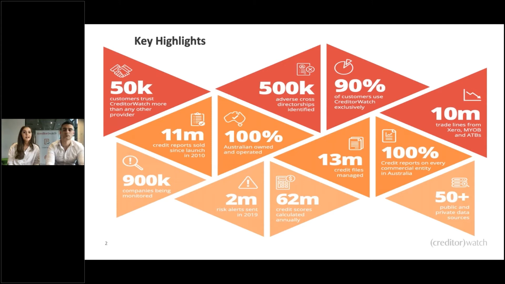Really, to get started, I'm going to take you through a couple of the CreditorWatch key highlights. As you can see, we've got 50,000 loyal customers. 90% of these customers are using our system exclusively, which is great, instead of doing the dual bureaus. In 2019, about 2 million risk alerts were sent through, and I imagine 2020 was even more so. And 10 million trade lines, coming through from Xero, from MYOB and our corporate ATBs. So really substantial trade payment data to use specifically on DebtorLogic, which is great.